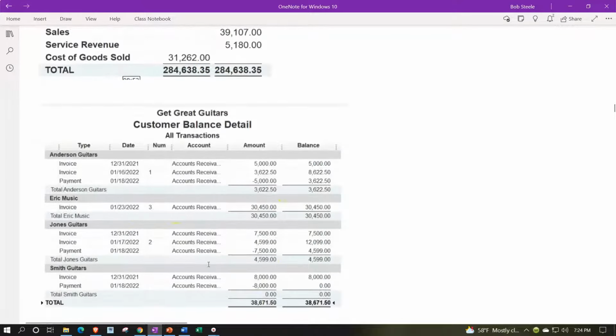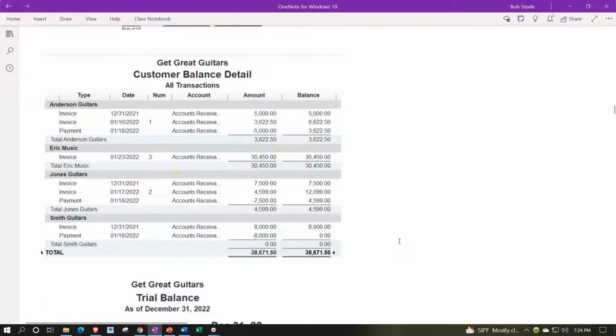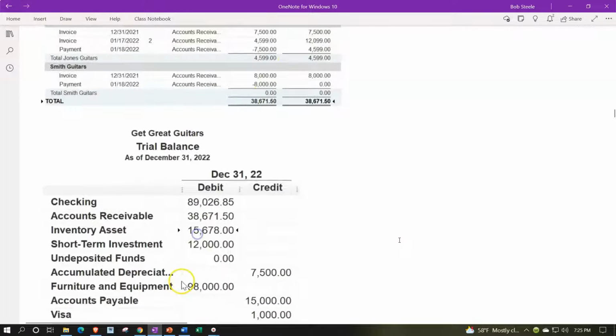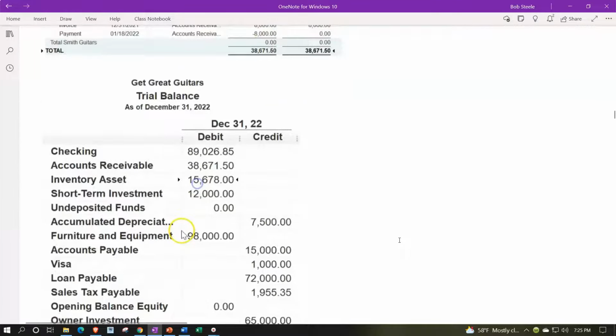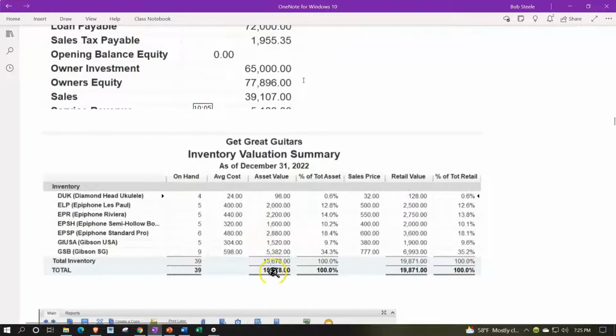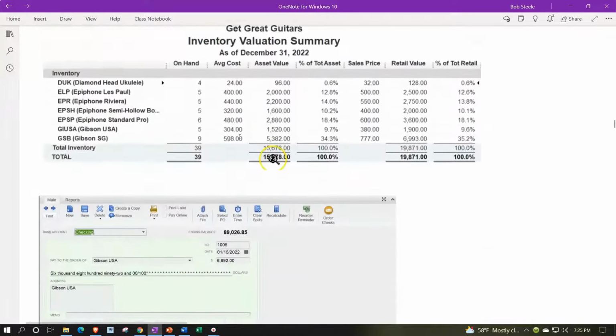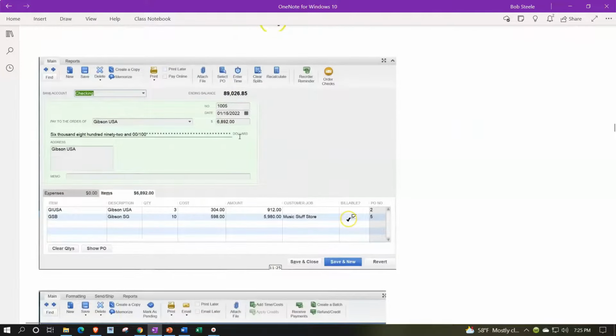If we look at the subledger for the accounts receivable, we'll see the information on a customer by customer basis, and we'll see the impact customer by customer. The total of that form should match what is on the trial balance here, as you can see. Then we've got the inventory valuation summary, which breaks out the inventory not just by dollar amount, but also by unit. This dollar amount should also match what is on the trial balance. So here's going to be another check.